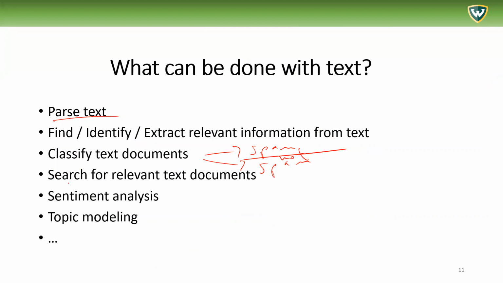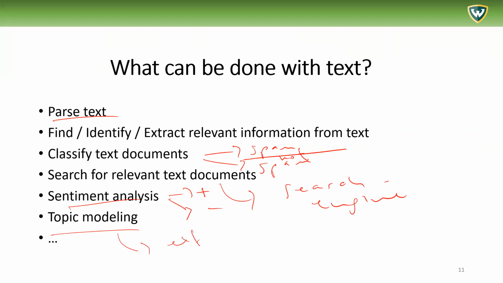That's a text classification task. We can search for relevant text documents. Of course, search engines do this, and you can do this in different ways as well, just matching keywords, but also other statistical approaches. There's sentiment analysis, which is a kind of text classification, identifying if the sentiment is positive or negative. And there's topic modeling, which extracts topics from a piece of text, and we'll talk more about this as well.